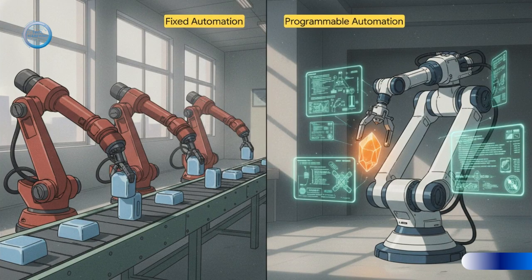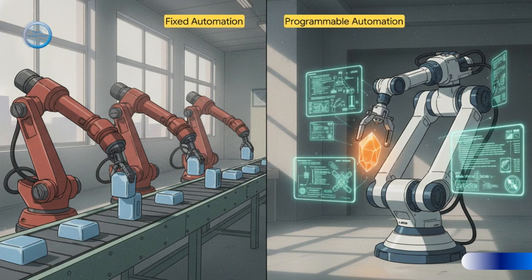The first is fixed, or hard automation. This is your classic car assembly line where every single station is a custom-built machine designed to do one thing, like welding one specific joint over and over again, millions of times. It's incredibly fast, super efficient for mass production, but it is completely inflexible. Changing it for a new car model is a gigantic undertaking.